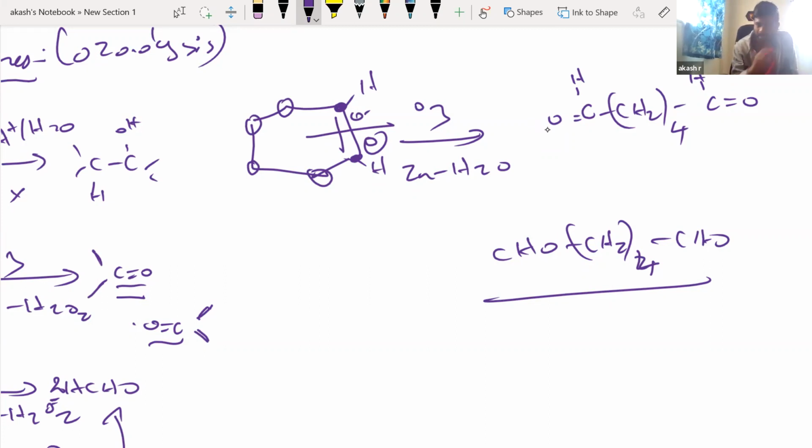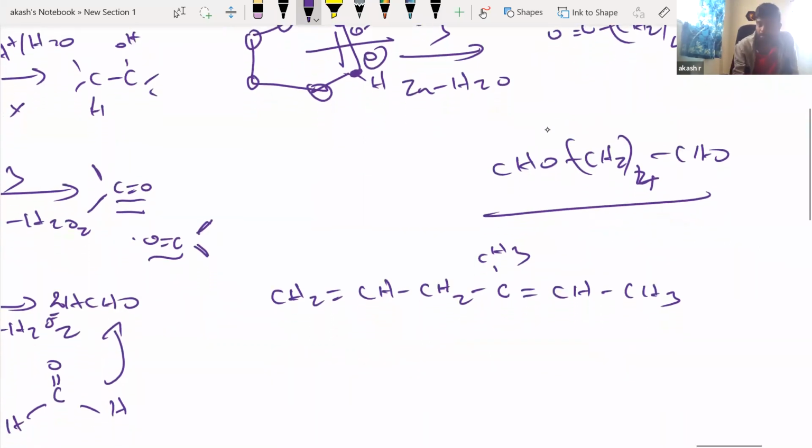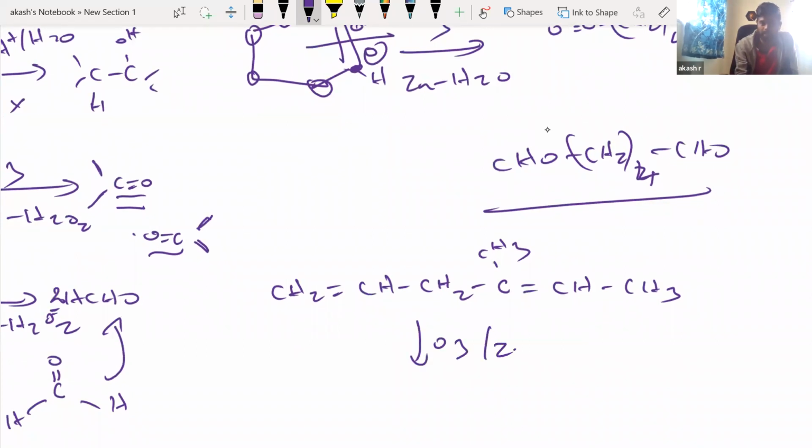Okay, look at this. I'm going to give you an interesting one: CH2 double bond CH, CH2, C, CH3 double bond CH, CH3. Now you have two double bonds here, people. O3, zinc, H2O2 or H2O, whatever it is. Do it two times. Go for it and tell me the answer.